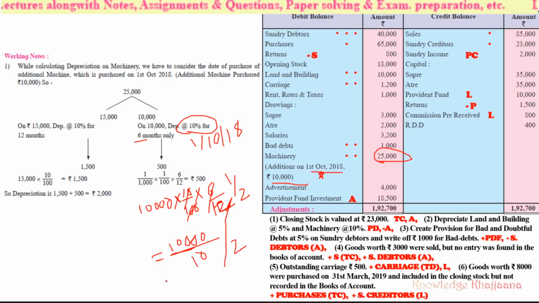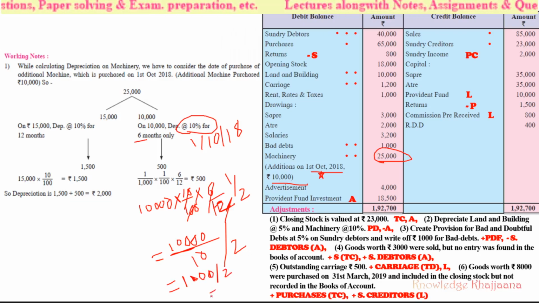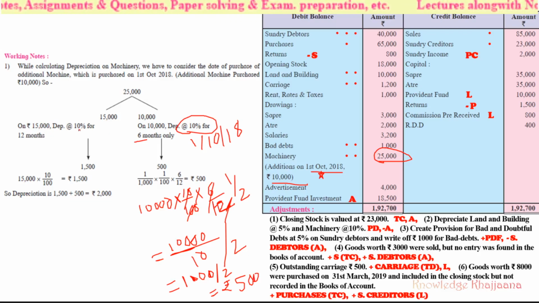So 10,000 divided by 10 is rupees 1,000. Okay, 1,000. 1,000 divided by 2 is rupees 500. So rupees 500 is the depreciation on the machinery which has been purchased on 1st October 2018. For the machinery which was with the firm for last 12 months, it is very easy.